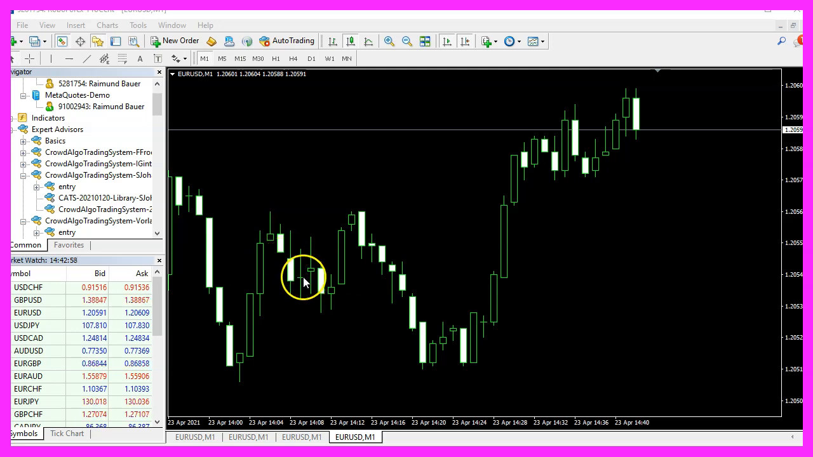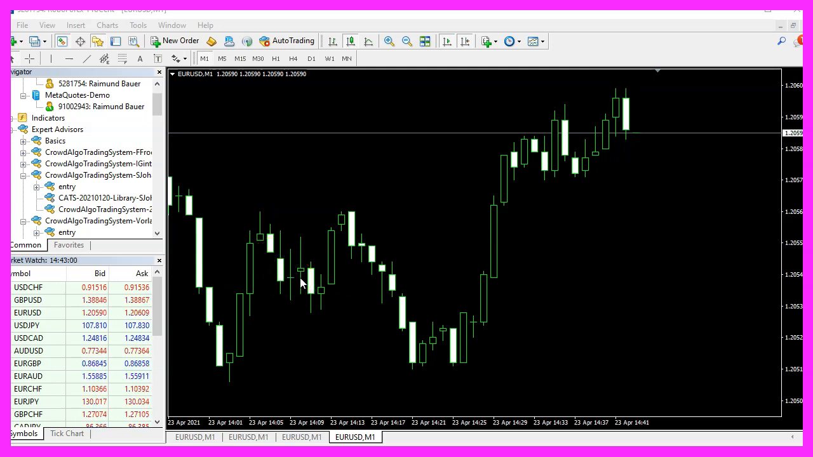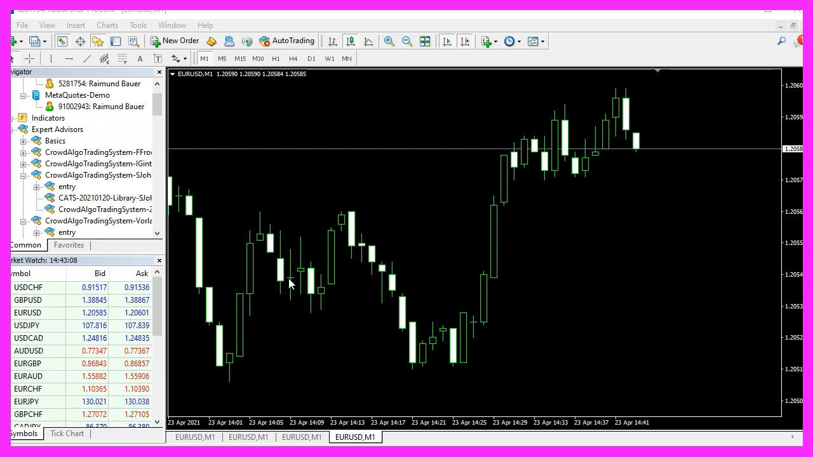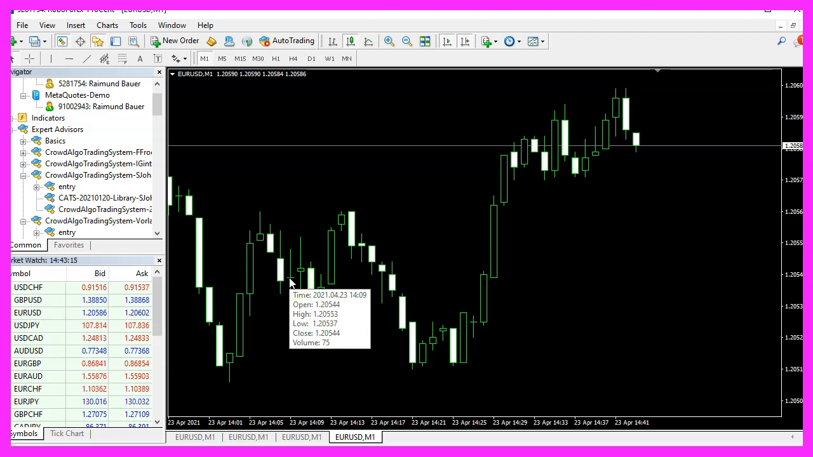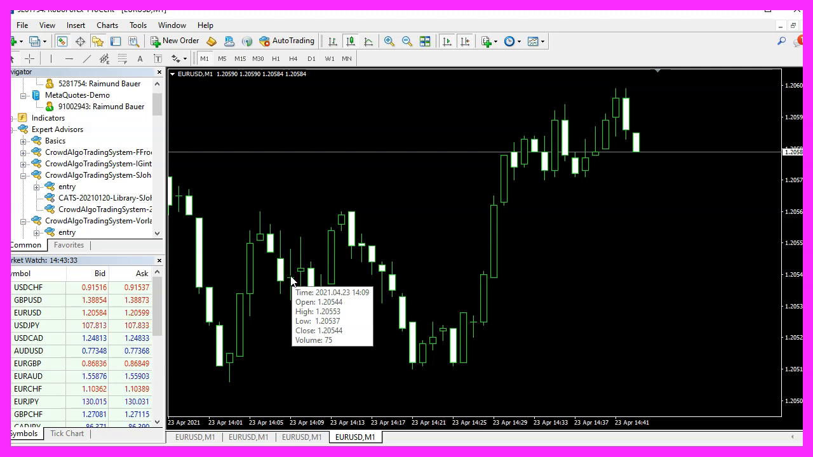You see this candle here, this is a so-called Doji. So it's easy to find a Doji on the chart because it just has the same open and close price. When you hover with your mouse over those Doji candles, you will see that the open price and the close price are identical. So it's easy to spot something like this.